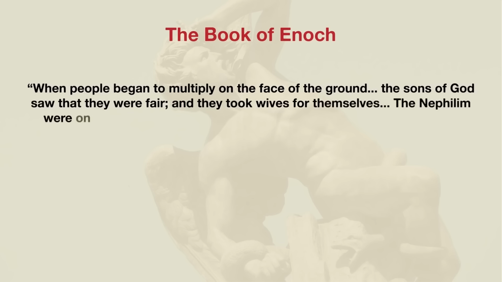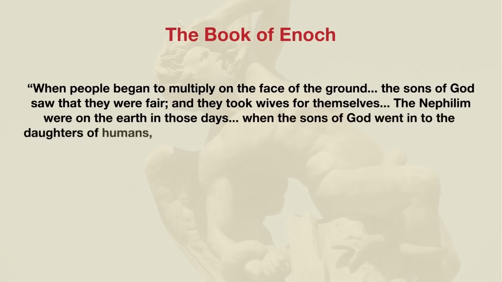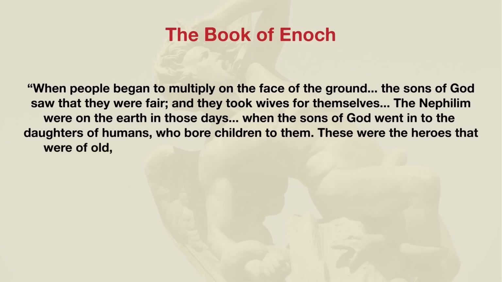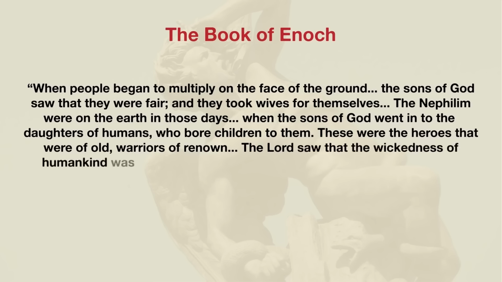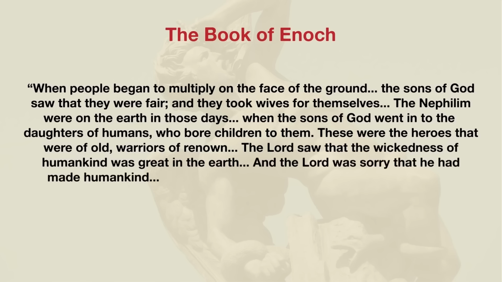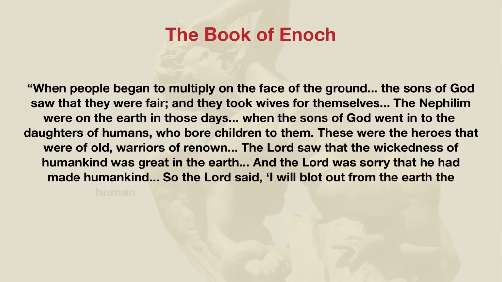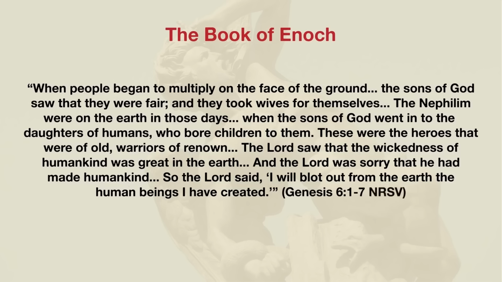The Nephilim were on earth in those days, when the sons of God went into the daughters of men, who bore children to them. These were the heroes that were of old, warriors of renown. The Lord saw the wickedness of humankind was great in the earth, and the Lord was sorry that he made mankind. So the Lord said, I will blot out from the earth the human beings I have created. Genesis 6, 1-7, New Revised Standard Version. What follows is the flood story.